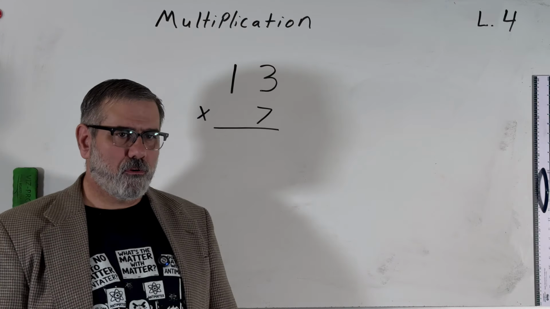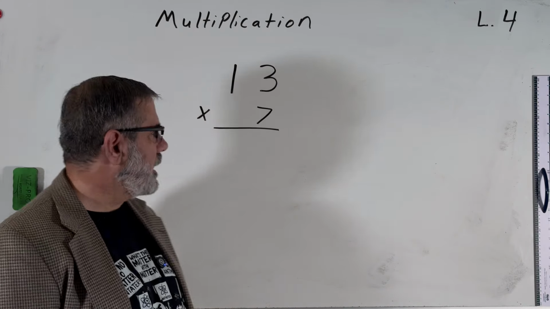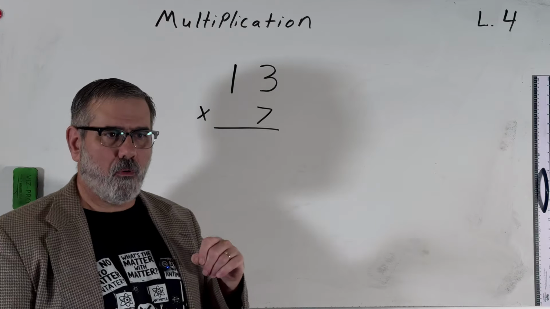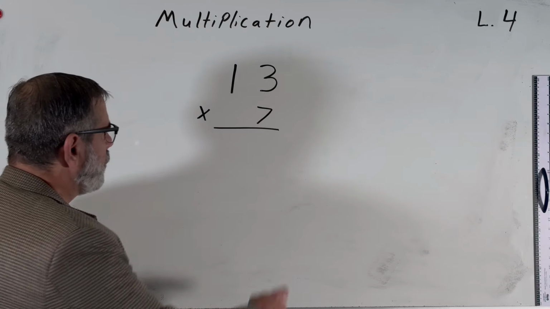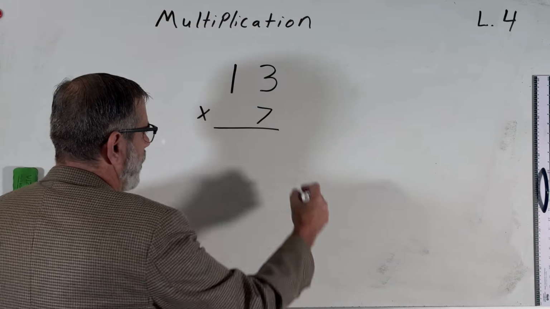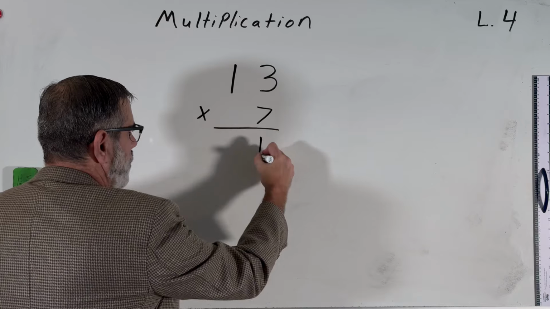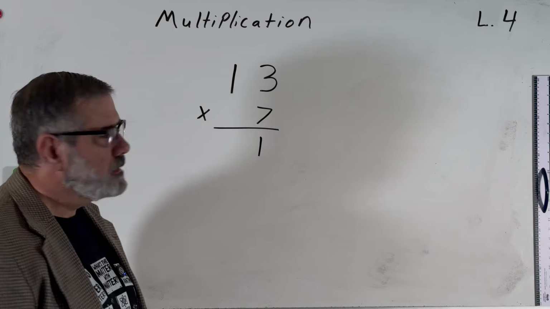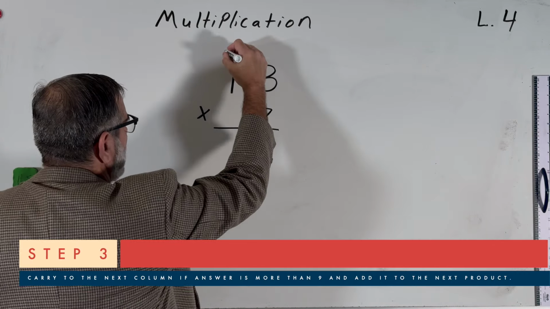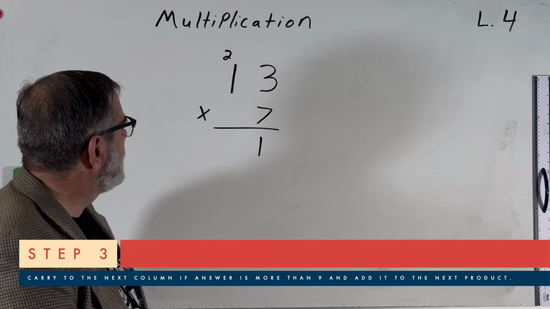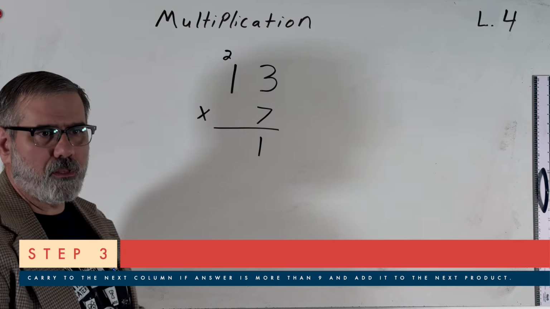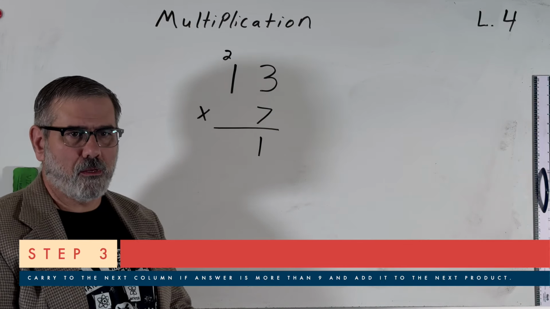So we're going to do something very similar to what we did in addition, where we had a carry. We're going to carry the tens place of 21, that's the 2, over here. And we're going to write the ones place portion of the answer right here beneath the 7, okay? The 2, however, I'm going to write up here, kind of small. A little bit like what we did when we carried or borrowed in subtraction.